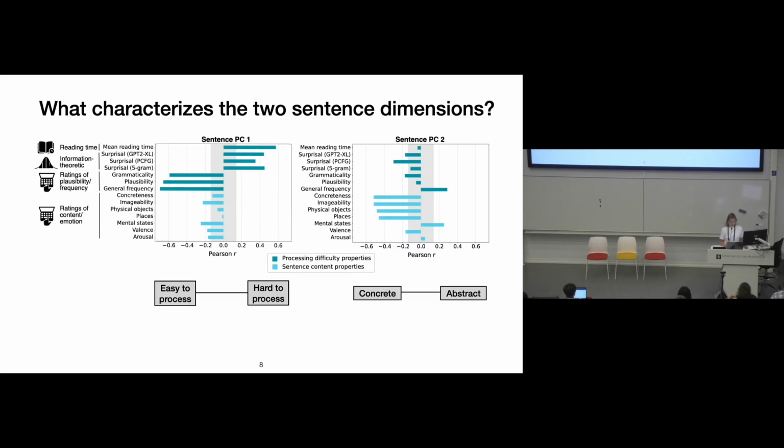At one end of this PC dimension, we have concrete and visualizable sentences, and on the other, we have sentences that are abstract and hard to visualize. This means that these two PCs, these two dimensions, derived just from brain responses to sentences, are highly interpretable. And let me give you an intuition of the space, and don't worry, I'll zoom in.